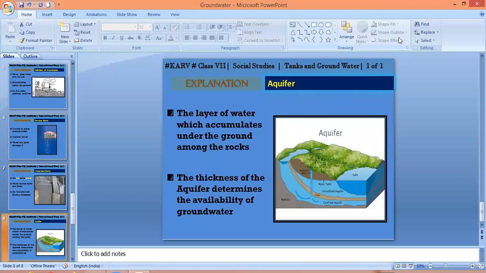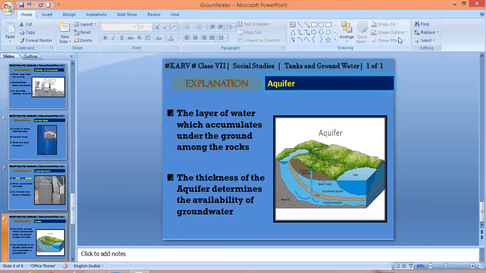Next one is the aquifer. Now what is it? The water goes under the ground and accumulates near the rocks. The thickness of water, how much water is accumulating, whether 6 feet, 10 feet or 11 feet of water, tells us about the aquifer. If more water is accumulating, we say the groundwater is very good or the aquifer is good. That means we have plenty of water under the ground. If only 2 feet of water is there, then we do not have much groundwater.